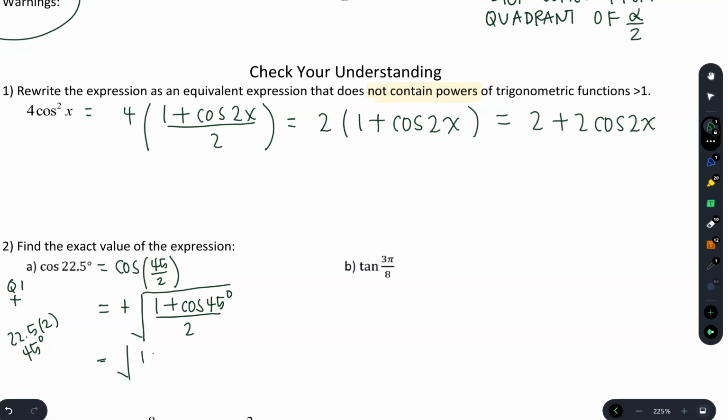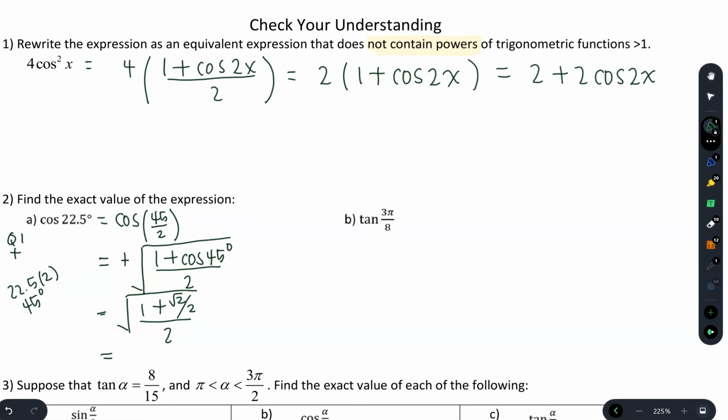So cosine of 45 is square root of 2 over 2. Very similar to what was happening a minute ago. So if we multiply everything by 2, this will be 2 plus square root of 2 all over a 4. So this will be square root of 2 plus square root of 2 all over a 2.